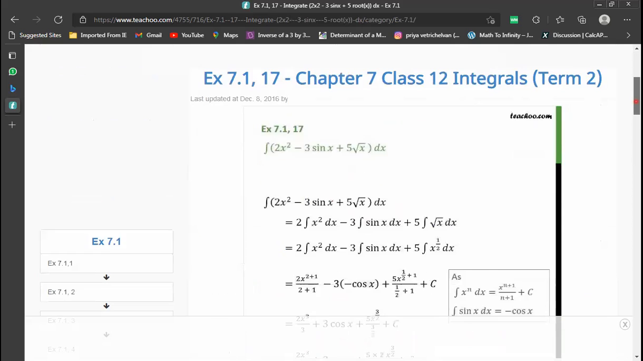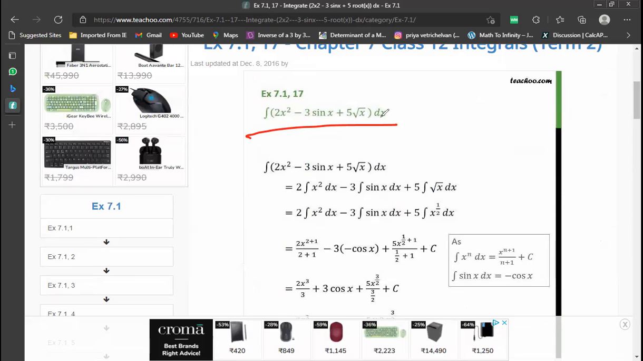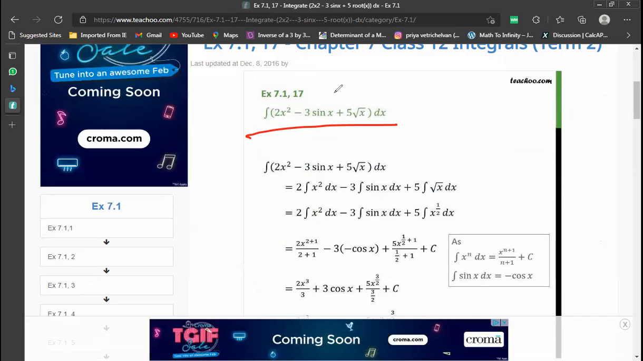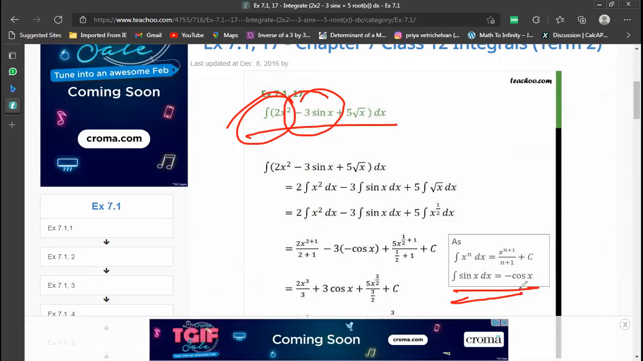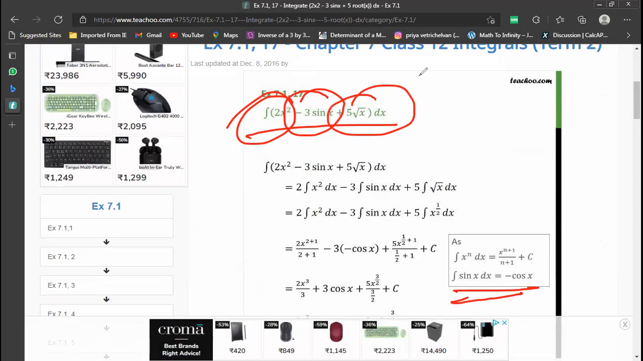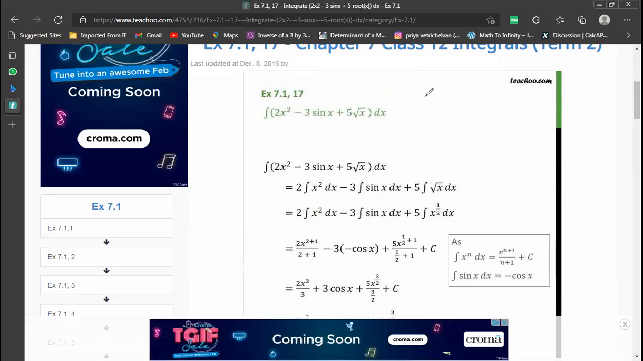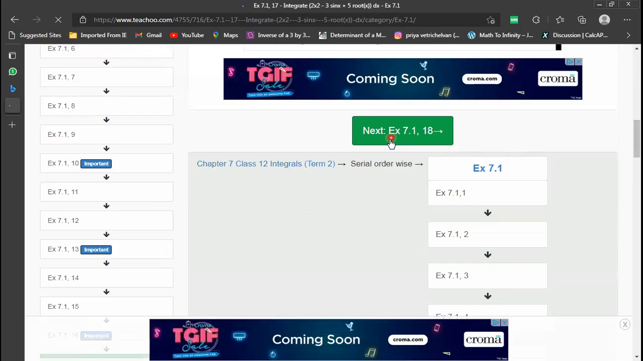Question number 17 is also similar. You just split them into 3 terms by using the distributive rule. For the first one, you will use the power rule. For the second one, when you integrate sin x, you will get the answer as minus cos x. And 5 root of x can also be written as 5 into x power 1 by 2. Again, for x power 1 by 2, you will go for the power rule, which is the x power n rule.